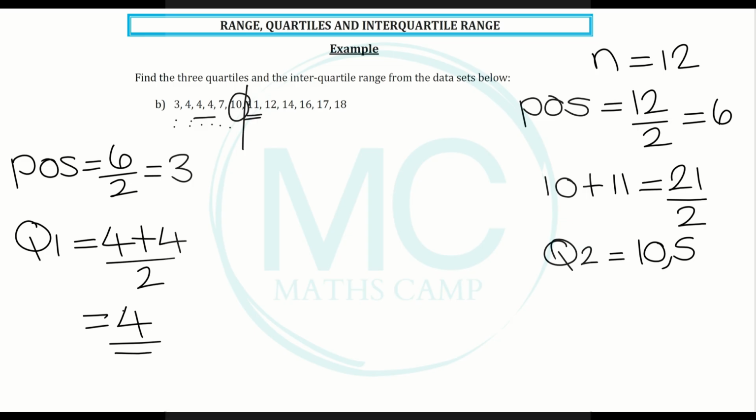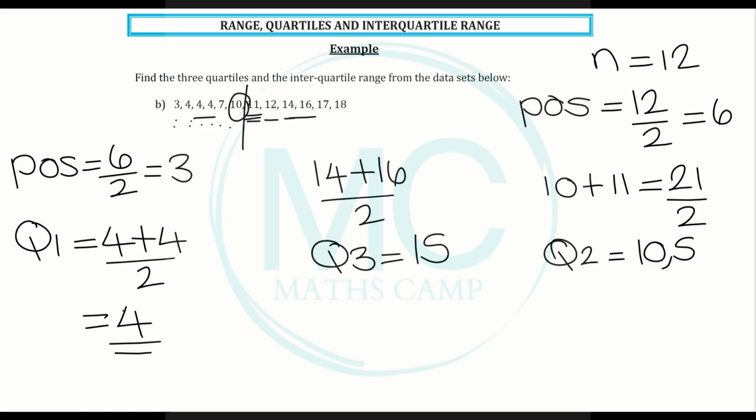Now let's do the same thing on the right. Count 3 positions, 1, 2, 3, I get 14, and the value next to it, 16, over 2. 14 plus 16 is 30, over 2 gives me 15. So this is the value of my upper quartile, Q3. Now to find the interquartile range, you can say IQR is equal to Q3 minus Q1, 15 minus 4, which gives me an interquartile range of 11.